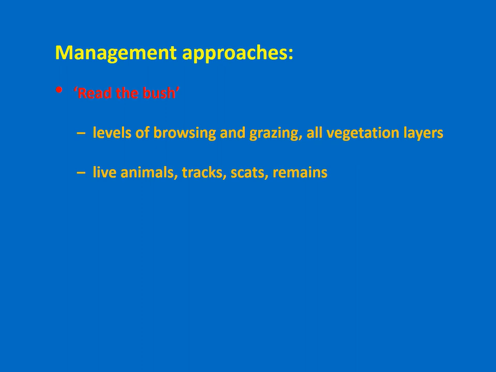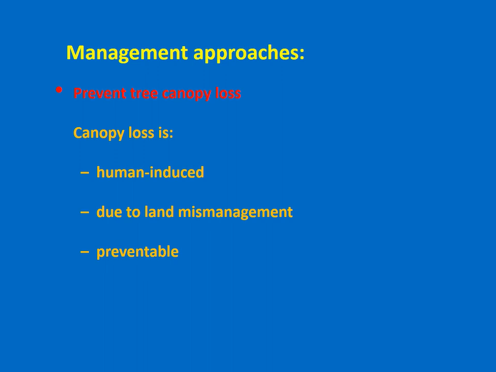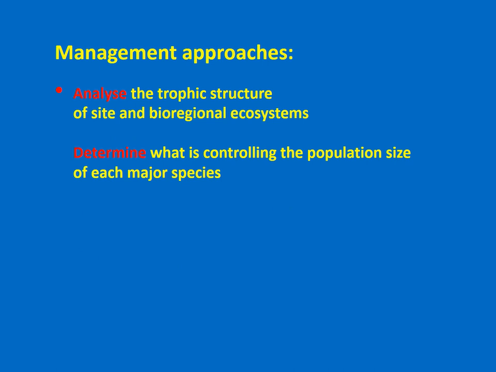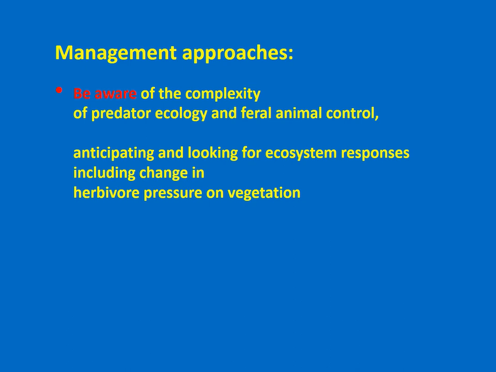Now, tree canopy loss is preventable. It's human-induced and due to land mismanagement. Up to this point in time, yes, it's due to misunderstanding of ecology. But now that we understand the trophic ecology of this region, any further tree canopy loss is due to mismanagement. This has major implications. We should be aware of the complexity of predator ecology and feral animal control and anticipate and look for ecosystem responses.